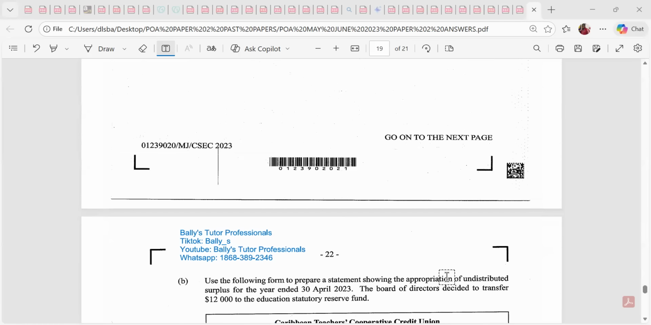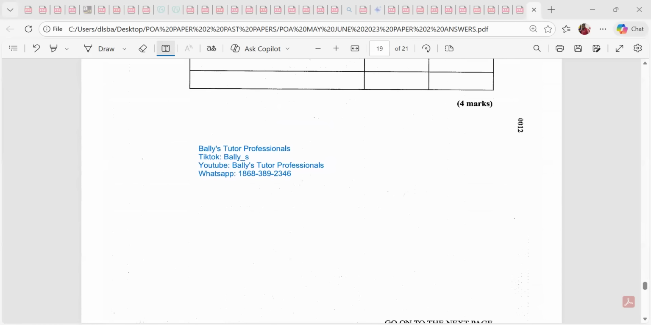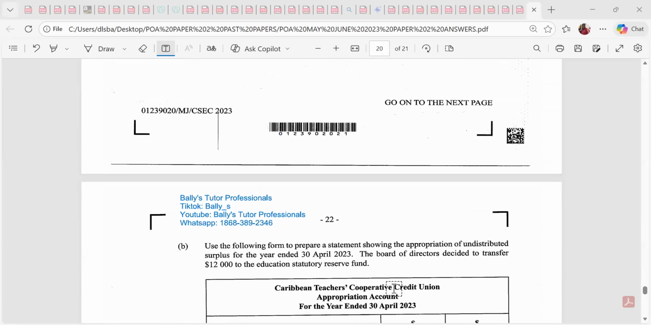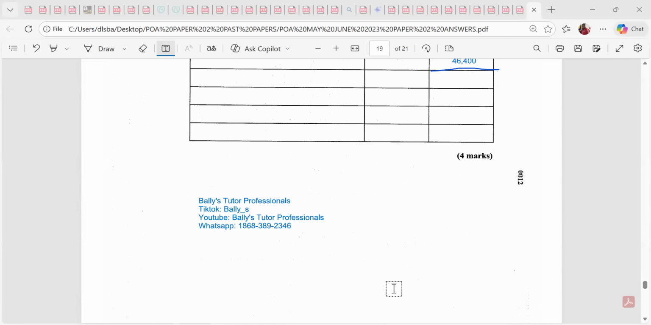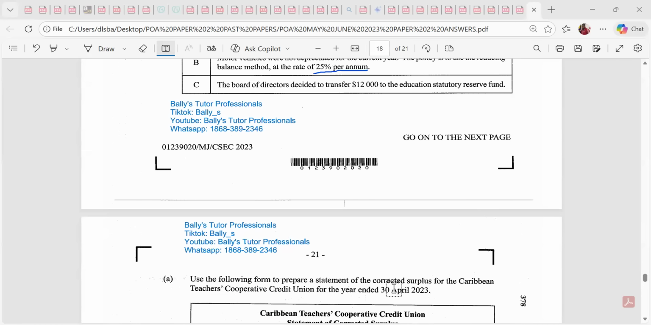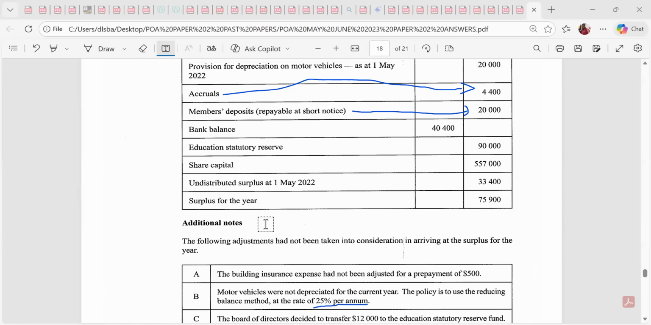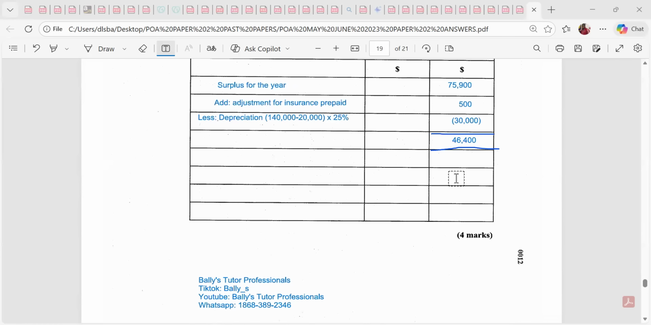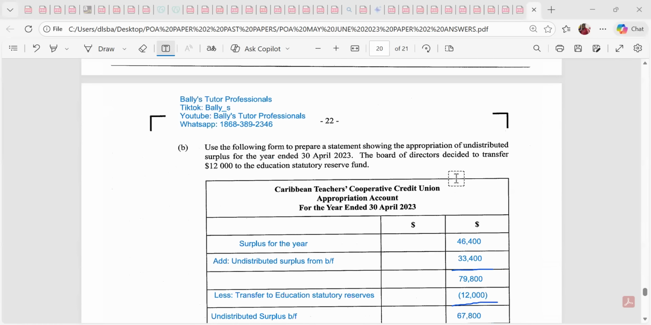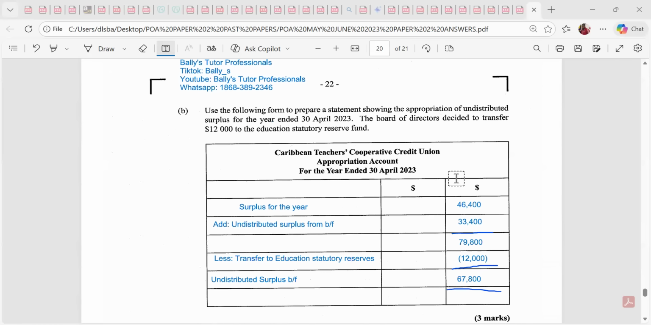Then, the same way in the company account, if you had any retained earnings from the previous year, it is added. In this, if you had any surplus from the previous year that wasn't used, which they call undistributed surplus, you're going to add it. In this case, we had undistributed surplus on the 1st of May, 33,400. So we add that. Then we subtract any transfers to reserves.